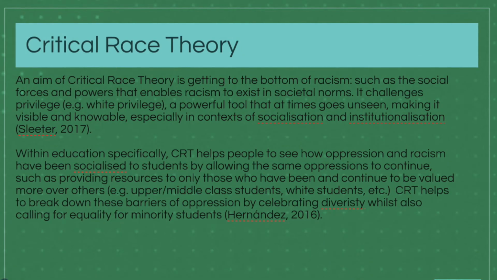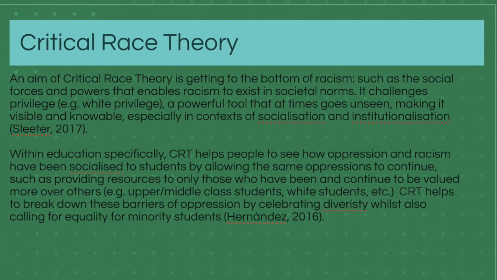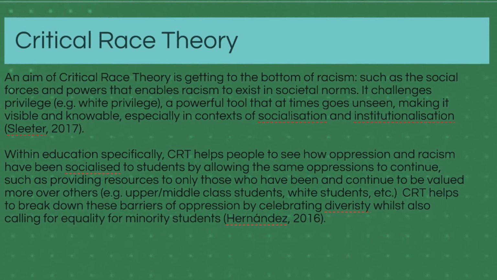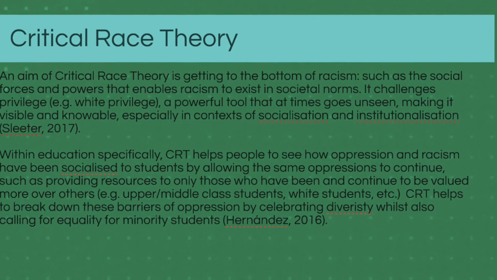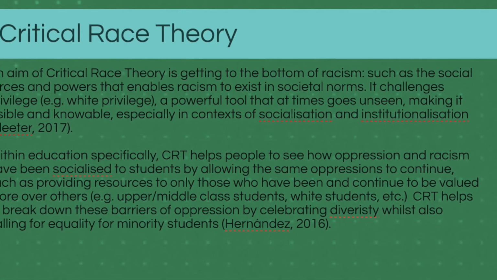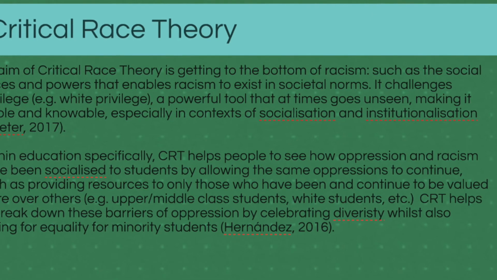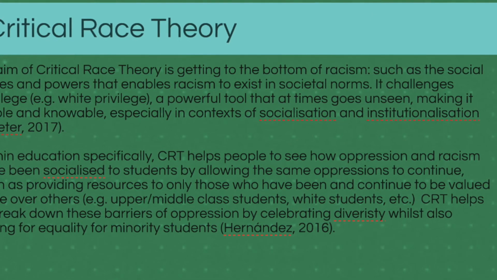The aim of critical race theory is getting to the bottom of racism, such as the social forces and powers that enable racism to exist in social norms. It challenges privilege, for example white privilege, a powerful tool that at times goes unseen, making it visible and knowable, especially in contexts of socialization and institutionalization.